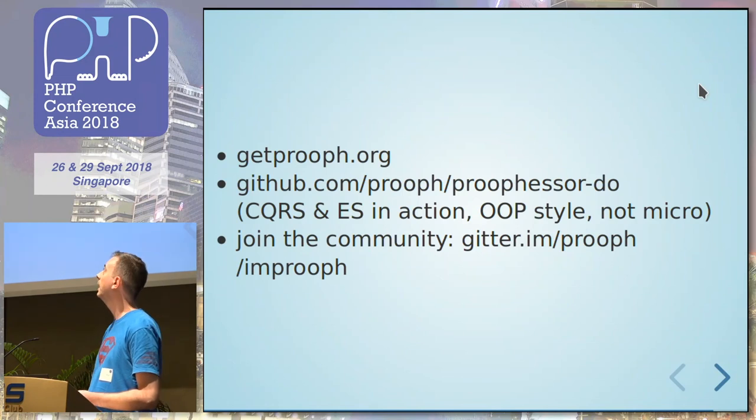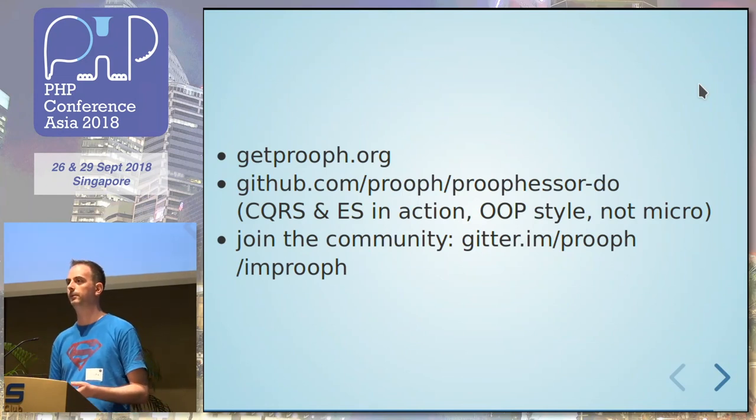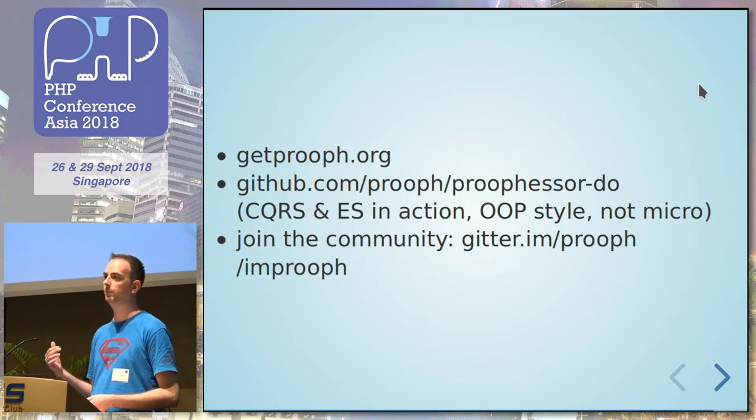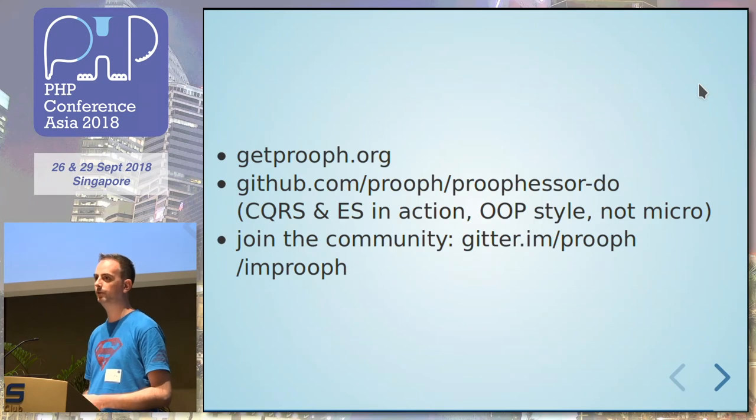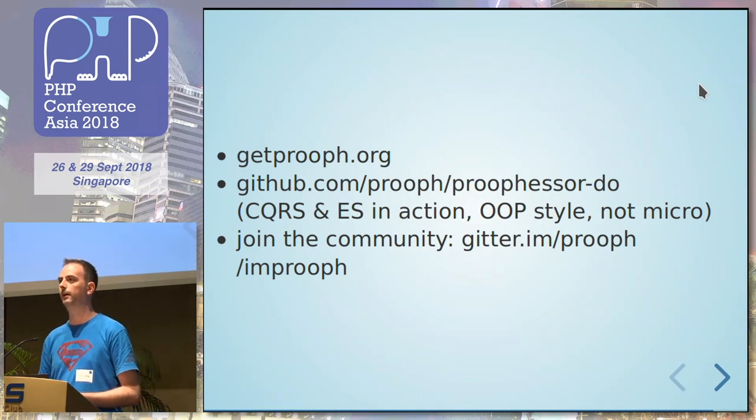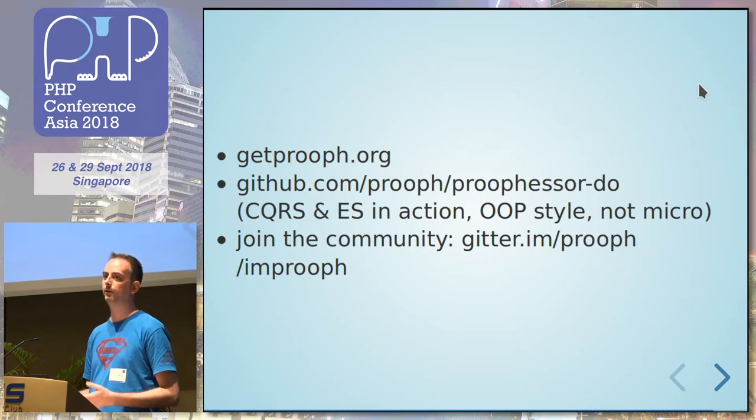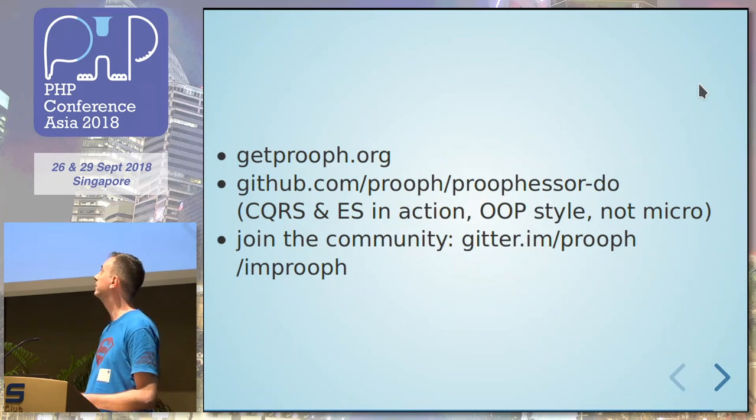And if you're interested in more about these topics, you can check out the homepage getprooph.org. And you can check the proophessor-do example application, which is CQRS and event sourcing in action, where it has the basic to-do example that I just showed you, but it's written in an OO style and not functional, so it's not prooph micro. But you can get your hands a little dirty with event sourcing, CQRS, and projections, and how all this stuff works together.